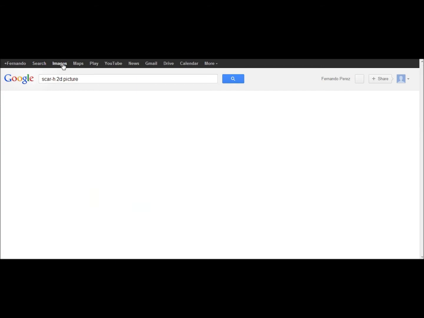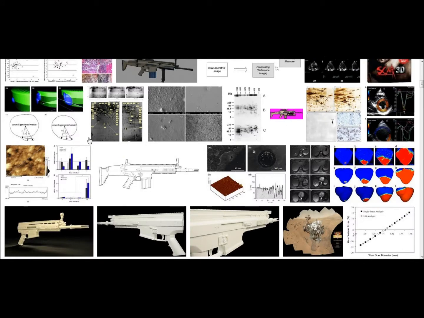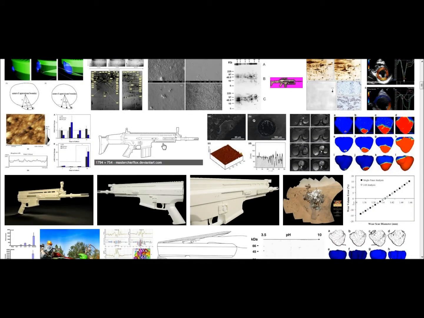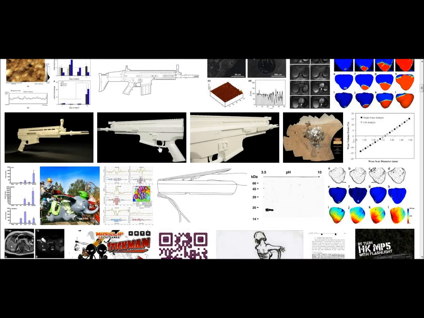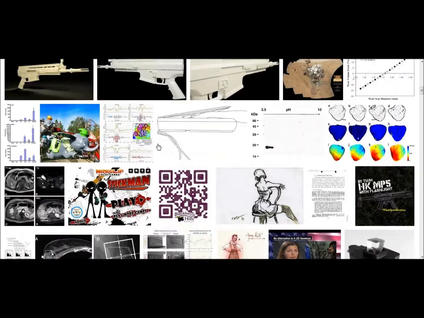Okay, images, of course. And here we have not exactly what we needed. We need something more like this. This could be perfect. Let's see if we can find something with colors. But no, that's actually good.